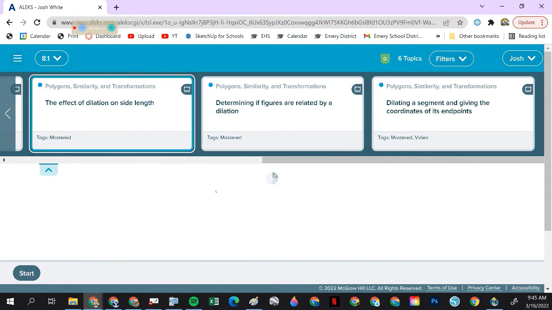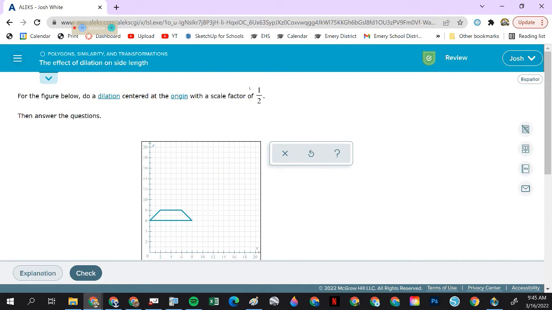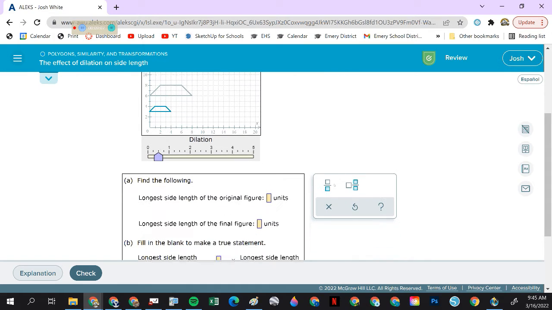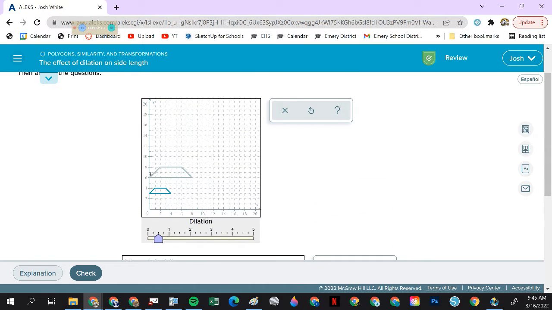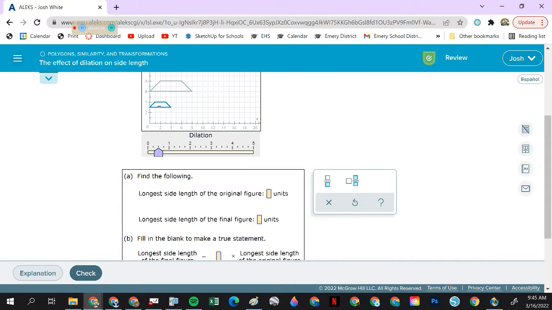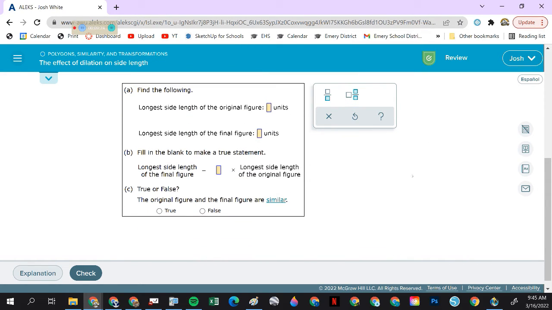Problem number 3. What does dilation do to the side lengths of a particular shape? The dilation center here is the origin, and we're going to do a dilation of 1/2. So the longest side was 8. If we do a dilation of 1/2, how big would the longest side be? We went from 8 down to 4. So the longest side of the final figure is 1/2 as long as the longest side of the original figure.